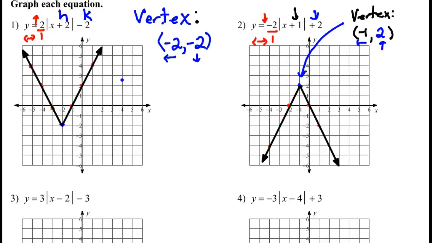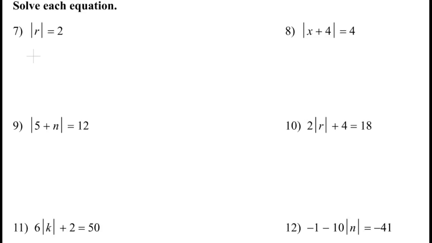All right, so go ahead and finish the rest of the front, and I'll come around and check. Okay, next part is the solving. So let's see. We can do this.